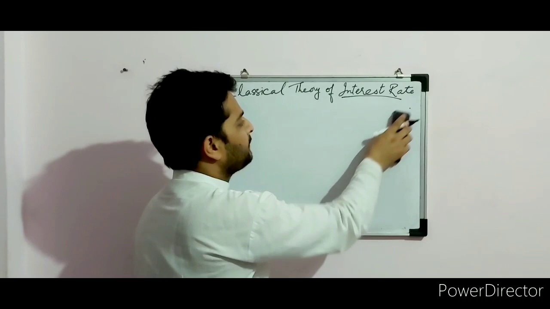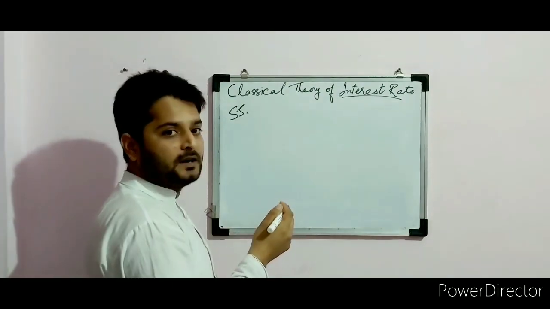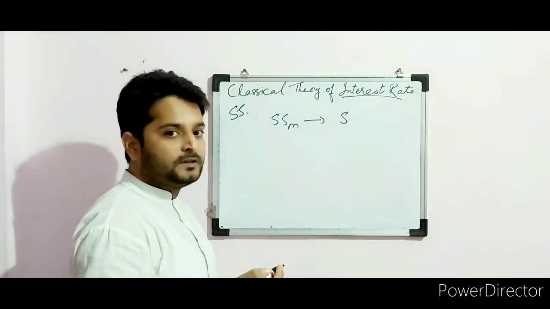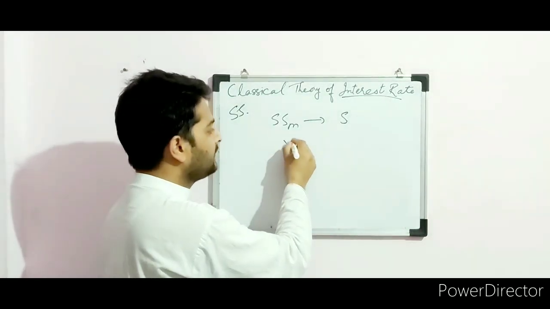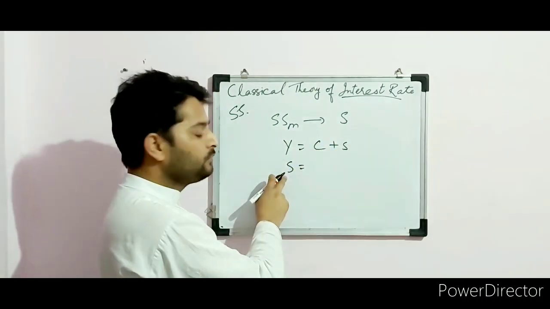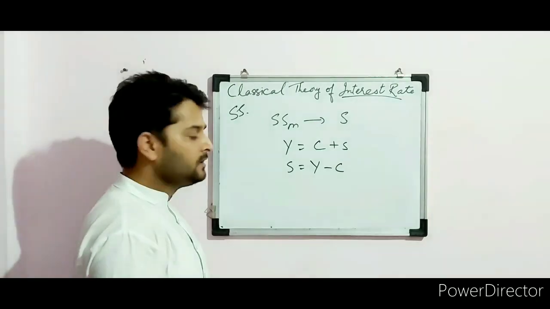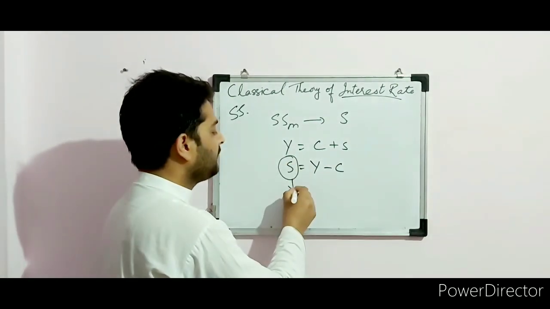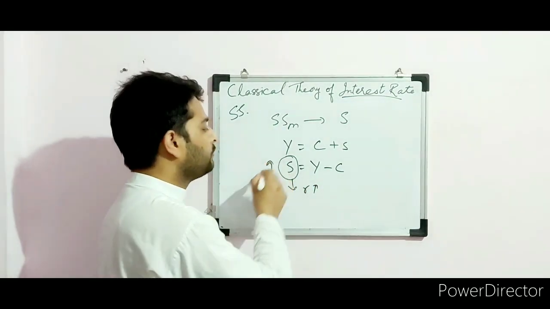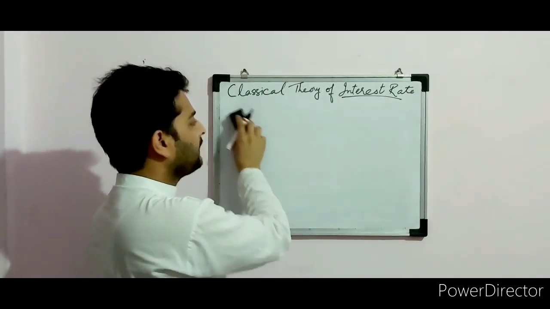Now come to the supply side. Supply of money depends on savings, and we know that saving is a part of income. Income is equal to consumption plus savings, so savings are equal to income minus consumption. But savings also depend on the rate of interest. If the rate of interest increases, savings also increase. So we can say that there is a direct relationship between supply and the rate of interest.